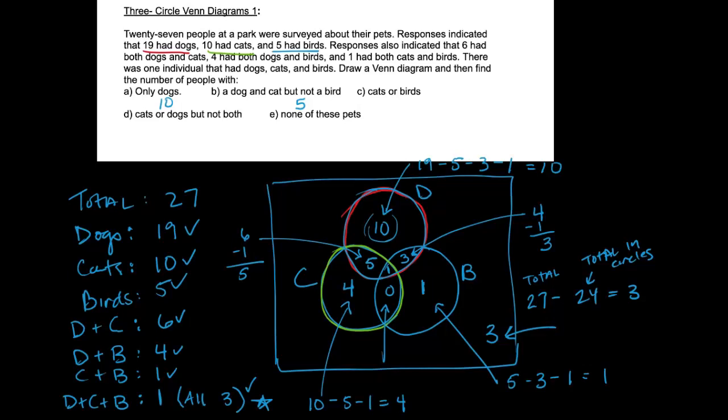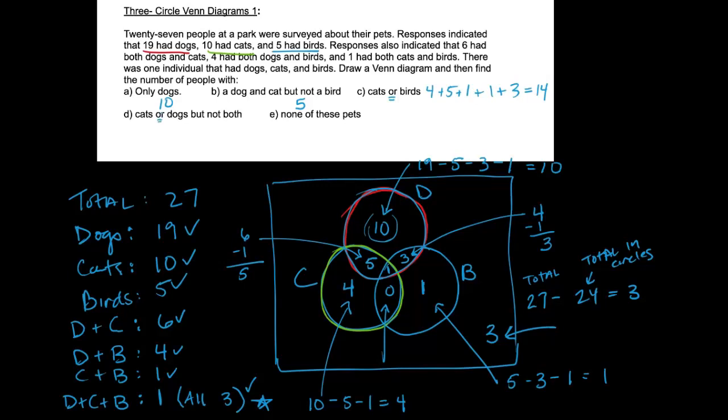Okay. Now cats or birds. If we see the word or, that means one or the other or both. And so they could be in the cat circle, in the bird circle, or in the intersection. So I'm going to take every single number I see in the cat circle: 4 plus 5 plus 1. And I'm going to add all the numbers in the bird circle: 1 plus 3. I'm not going to add this 1 again though, because I already included that when I added up the cats. So we've got 9, 10, 11 plus 3 gives us 14. So that's 14 total.